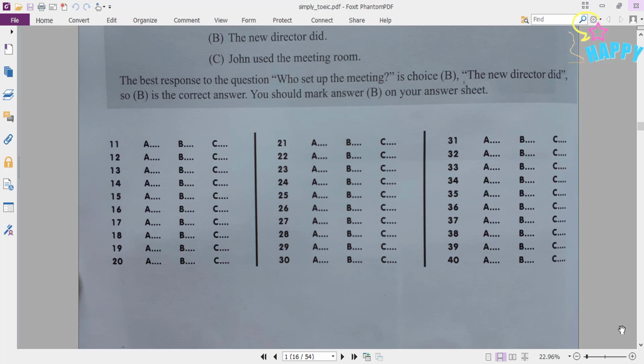Number 18. Do you want to renew your health insurance, Mr. Smith? A. Yes, I've always had it. B. No, it's expired. C. No, it's too expensive.